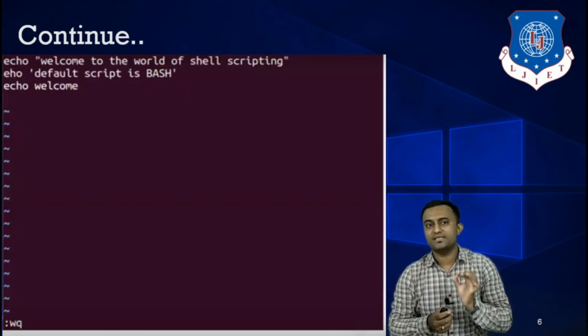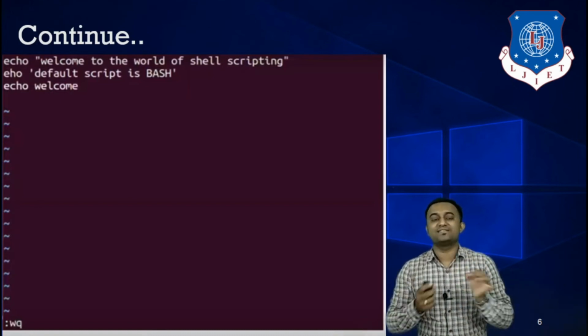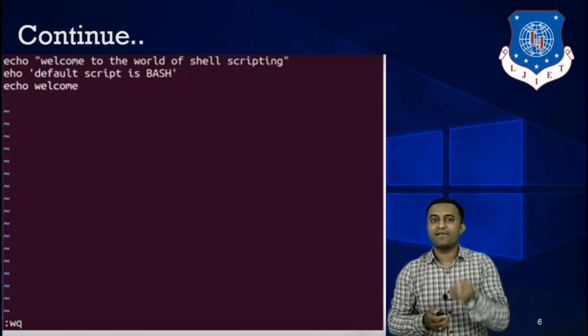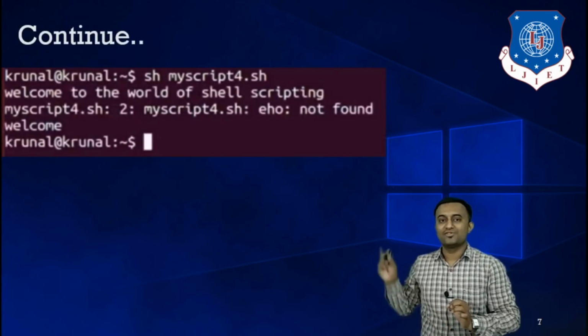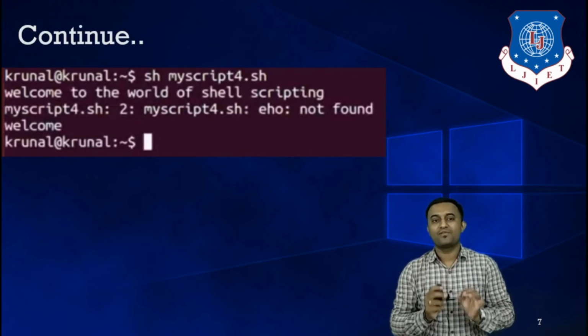Instead of echo, I have written EHO, and again I save this program and exit from the insert mode. So what will happen? Again I will compile this same program. So what will be the output once you execute this program with the help of interpreter sh?